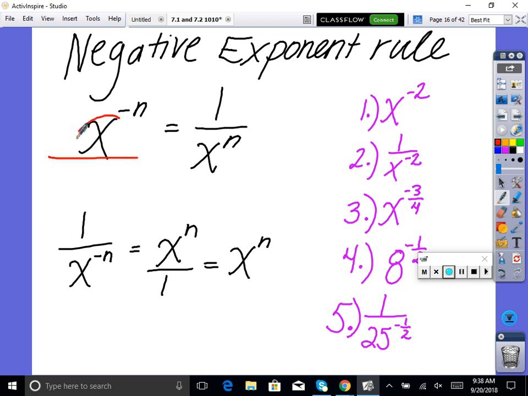So remember, this is how we fix negative exponents. Take the base, flip it down. So on the bottom of our fraction, we would have x to the positive n, and then on top we have to have a 1. It doesn't just disappear. The top is still there.